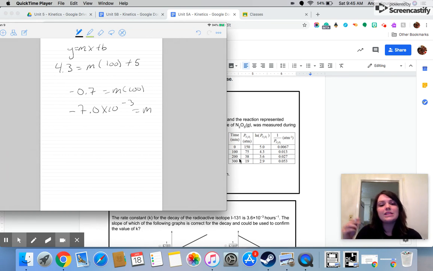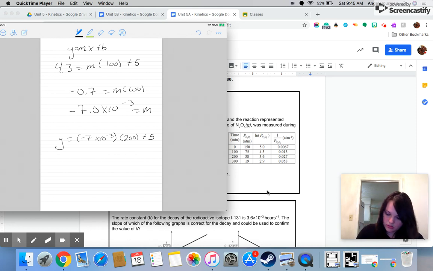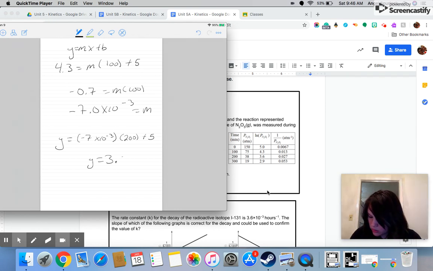Okay, so let's stick this back into the y equals mx plus b equation and see if it accurately predicts the data points that they've given us. So we're going to solve for y when m is negative 7 times 10 to the negative third, times 200, and our y-intercept does not change at 5. So let's try it. Times 200 and then plus 5, and we get that y is equal to 3.6.